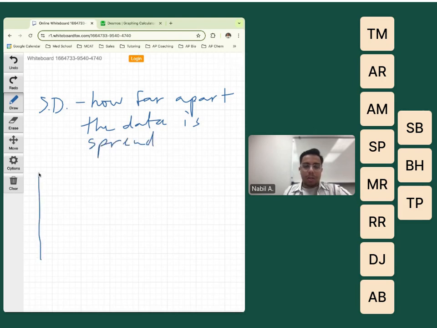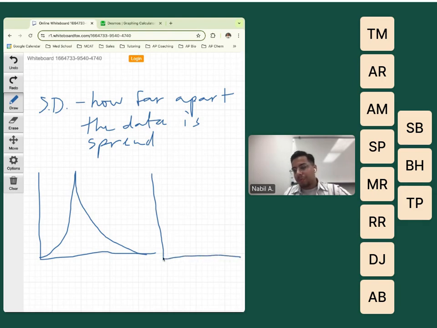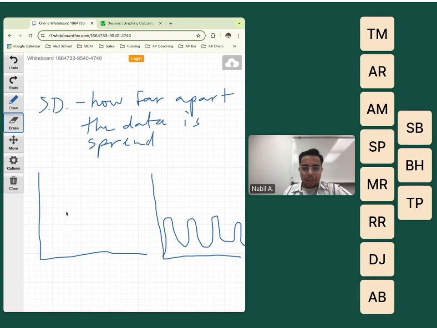Okay, so let me give you two graphs here. We got this, and we got one that looks like this here. So let me redraw this, but basically we have all the data focused in right here. So which one had the lower standard deviation? So low again just means that it's clustered.